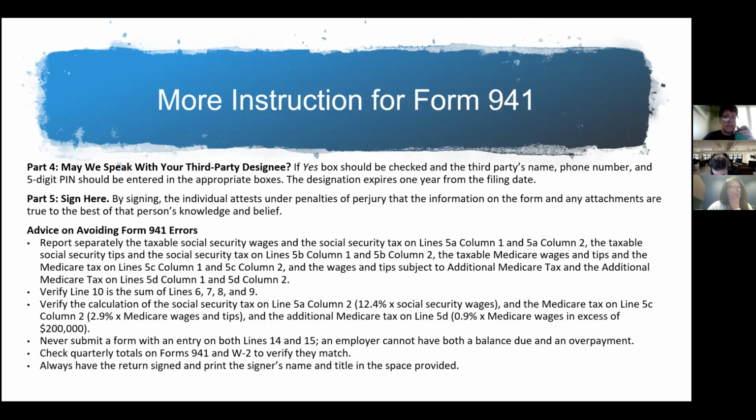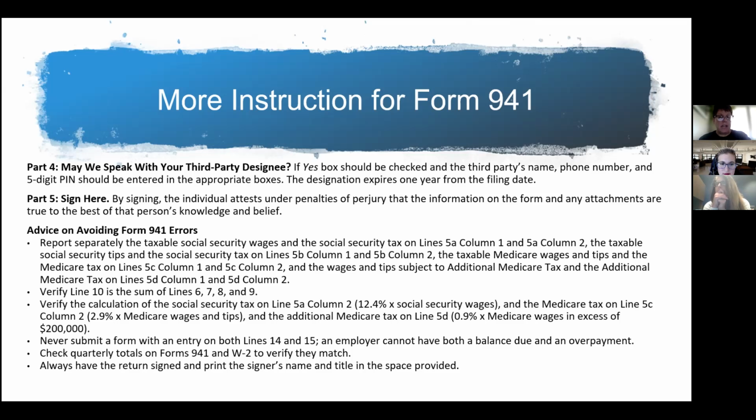We only have a few minutes left and I'll get through this. It might get confusing because you combine the Medicare wages and tips, but you separate the Social Security wages and tips. The other one is to make sure that lines 6, 7, 8, 9 are combined on line 10. So double check that line 10 is the sum of 6, 7, 8, and 9.